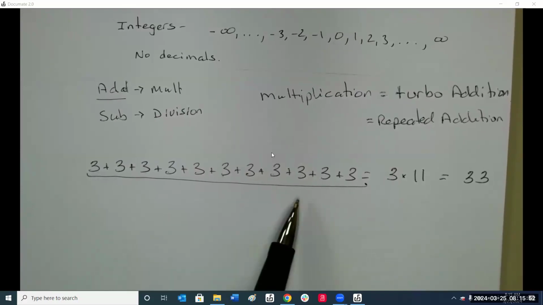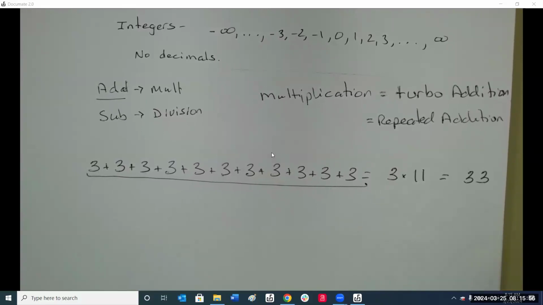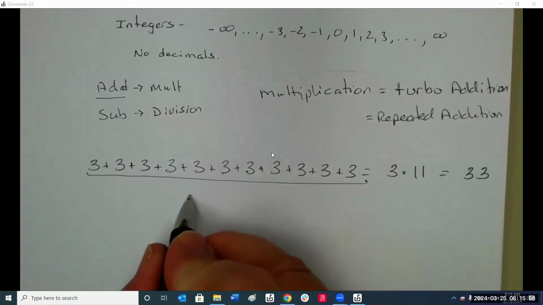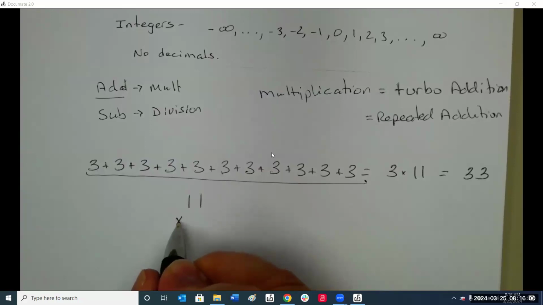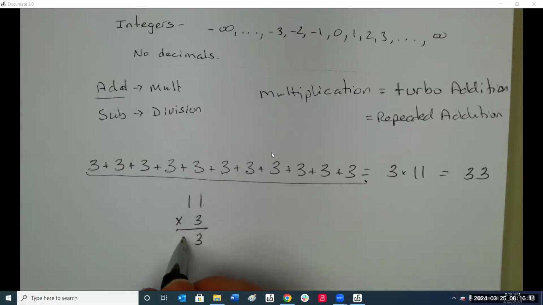Because the kids just learned addition and subtraction. Now we're going to say, okay, well, what's this all about? How do I get 33? Well, you could try to say, okay, we have the 11. There's the multiplication symbol. 3 times 1 is 3. 3 times 1.